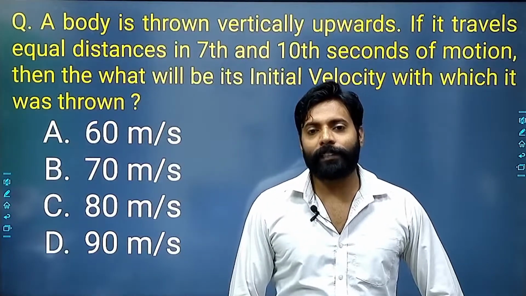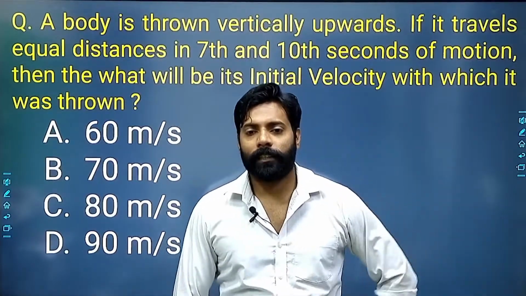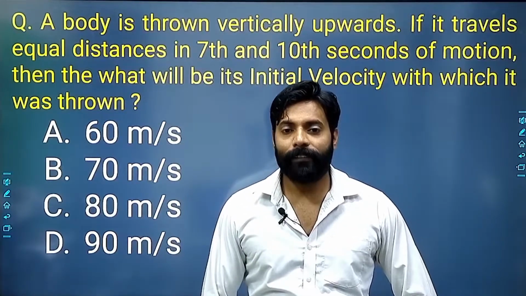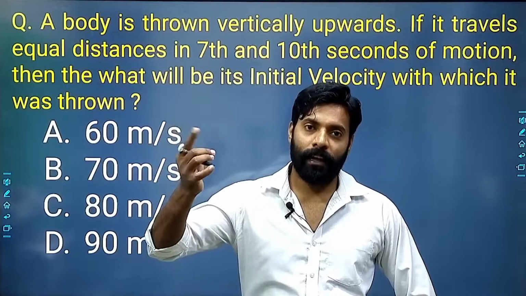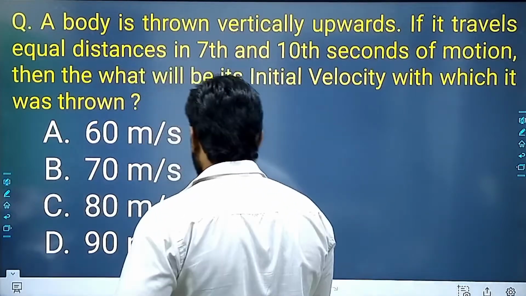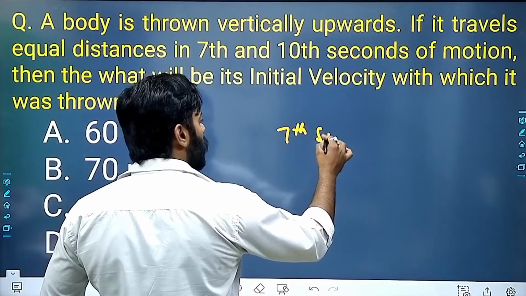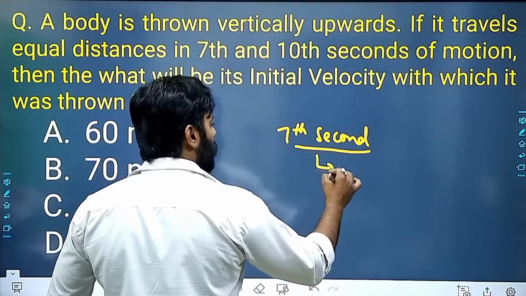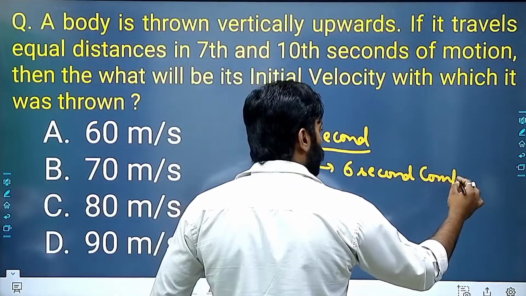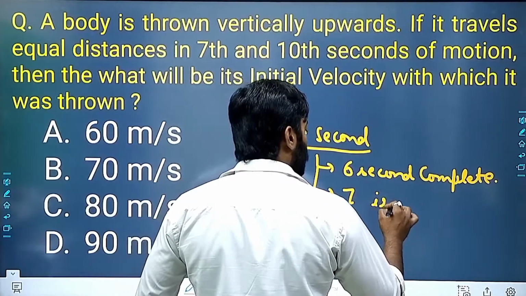So the question is given as: a body is thrown vertically upward. If it travels equal distances in the 7th and 10th second. What do you mean by 7th second? 7th second means 6 seconds are complete and the 7th is yet to complete.